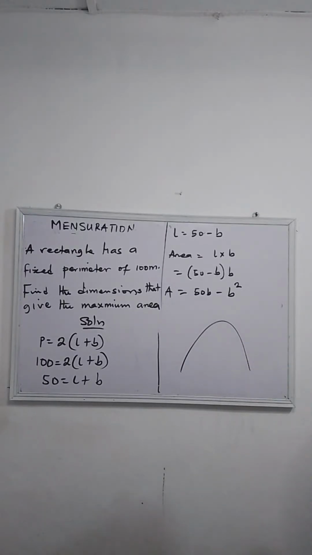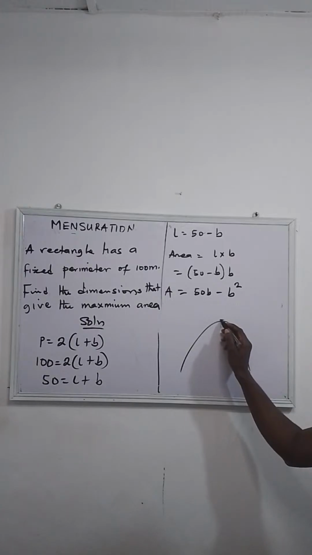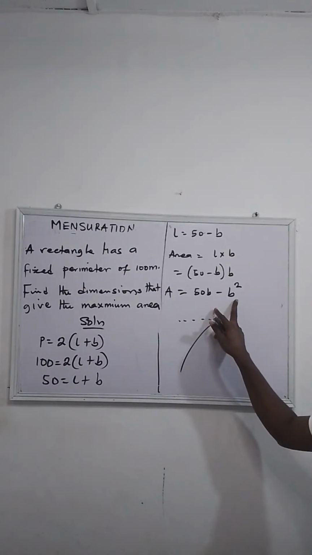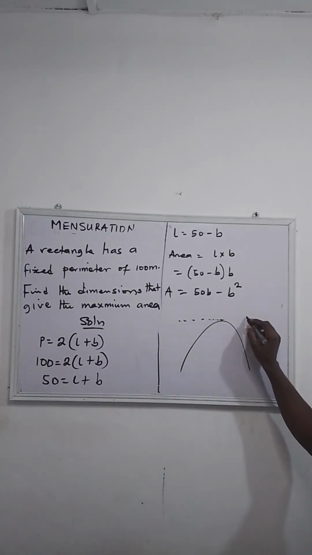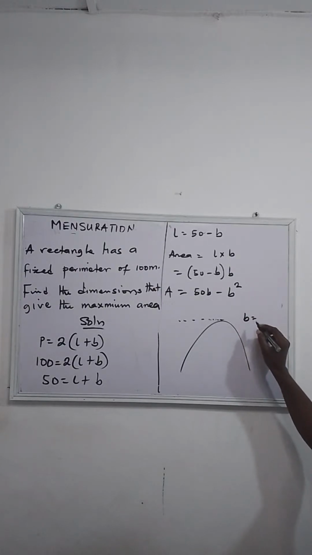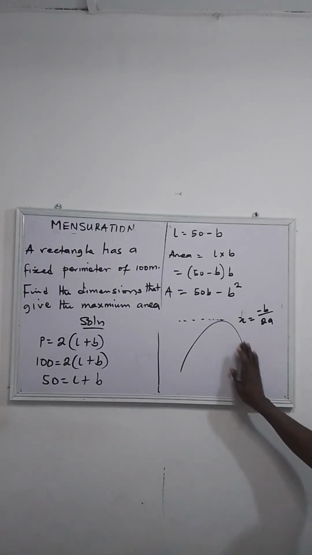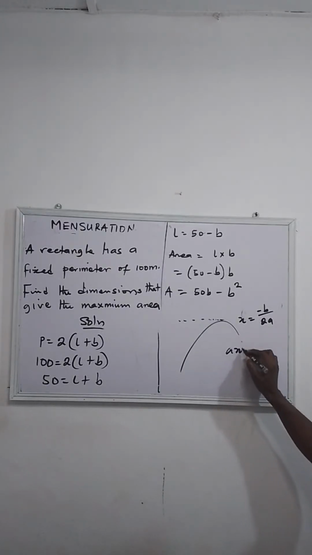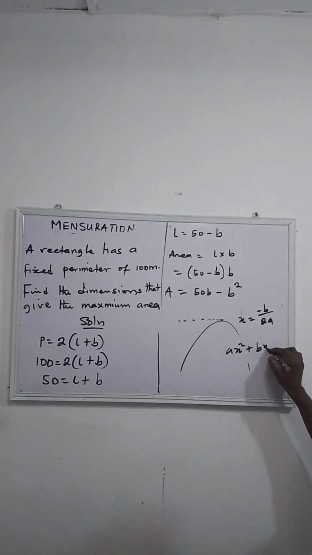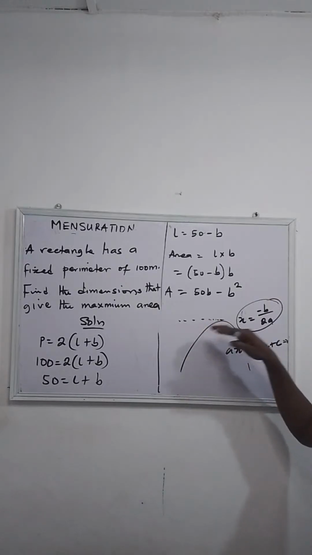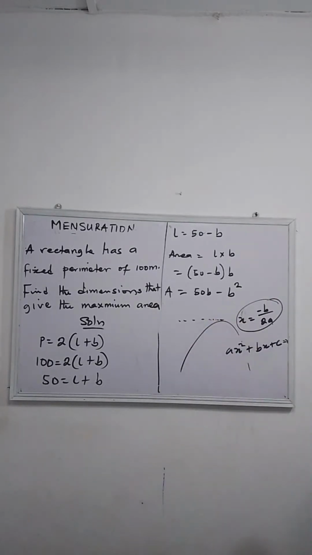If we plot the graph, we have the maximum value of this quadratic equation if x equals negative b over 2a. For a quadratic equation of this form, don't forget the general form of a quadratic equation, ax squared plus bx plus c equals 0. Once we have this, then we have the maximum of this quadratic equation.